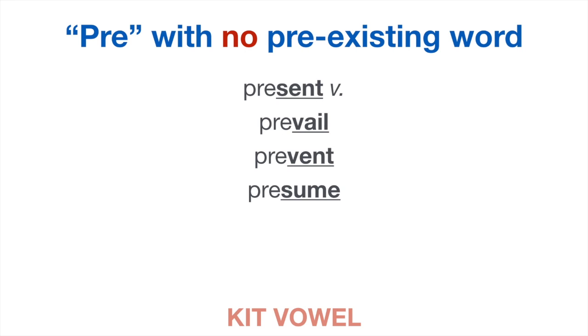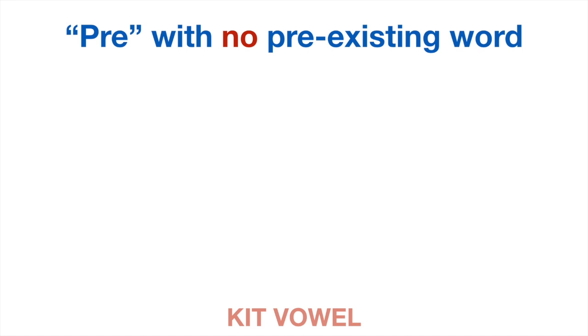Now, of course, yes, words like scent, veil, and vent, they are words, but they've got nothing to do with the meaning of present, prevail, and prevent, so we don't really count those as pre-existing words. Okay, and then we have the dress vowel words, words with e, like in the word end. So here we have the noun of present, and as you can see, the stress is different there as well. It's on the e, on the syllable that contains the e in present.